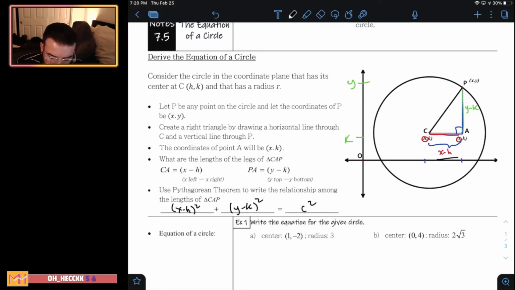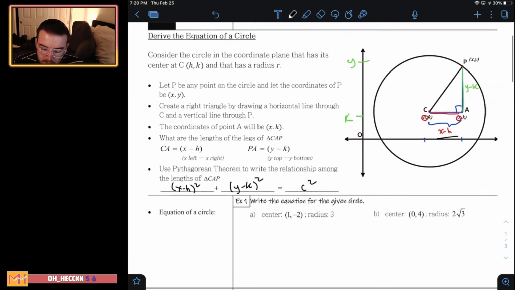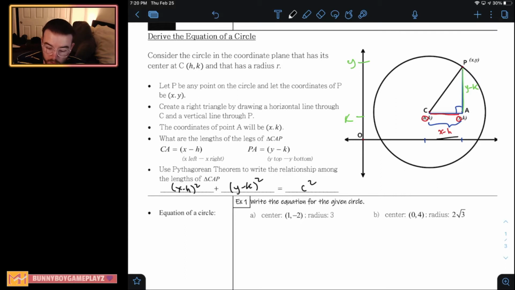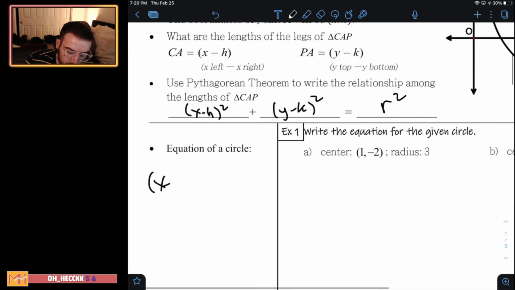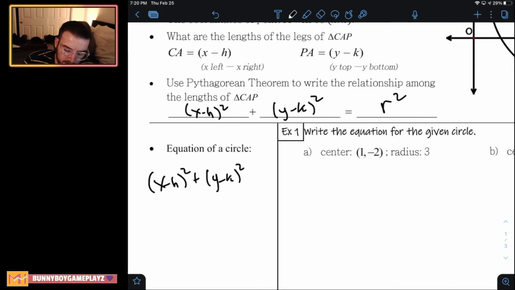So, what is c, though, in this situation? This hypotenuse, what does that represent? It represents the radius of the circle. Yeah? So that's actually r squared, r being the radius of the circle. And that right there is the equation of a circle.